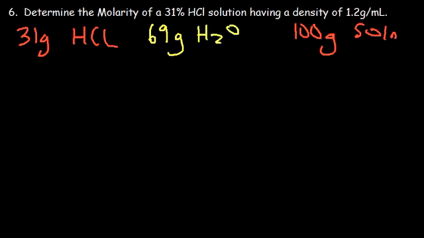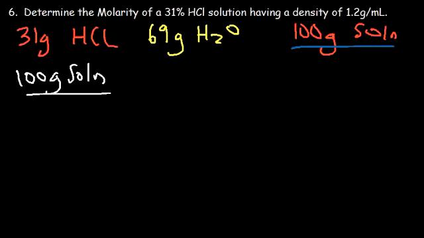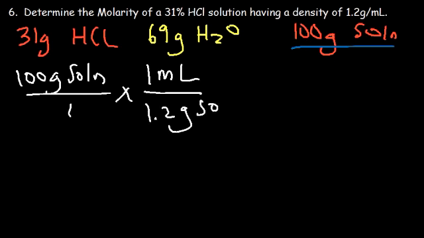So we have the grams of HCl, which is the solute, and we can convert that into moles. Now to find molarity, we need the moles of solute divided by the liters of solution. So let's focus on the solution part. So out of 100 grams of solution, we know that there are 1 milliliter for every 1.2 grams of solution, based on the density of the solution, which is 1.2 grams per milliliter.